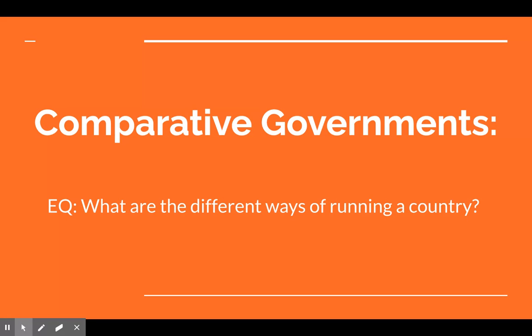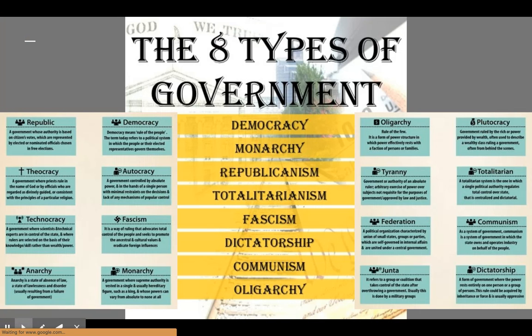Sometimes when we look at how things work in other places, it can help us understand our own country and how we function, maybe how we could do things differently, and even different approaches to how things are done. So, what are the different ways of running a country? Some people say that there are 8 types of governments, but as you can clearly see, I've broken those 8 down into even more finite ways of looking at it.